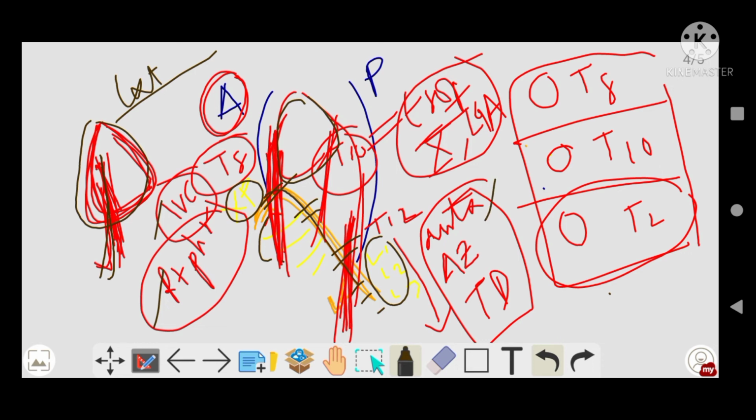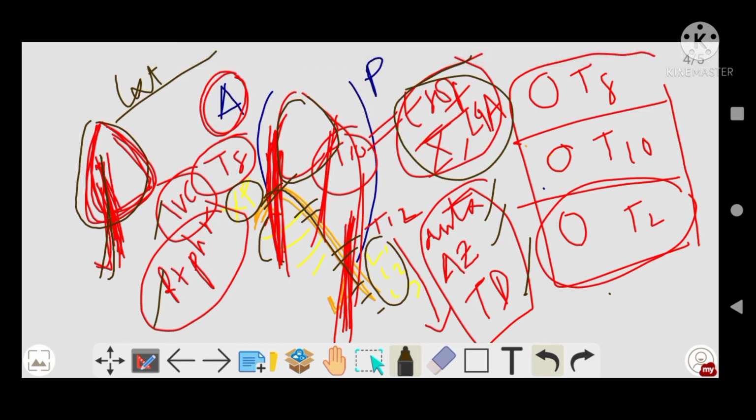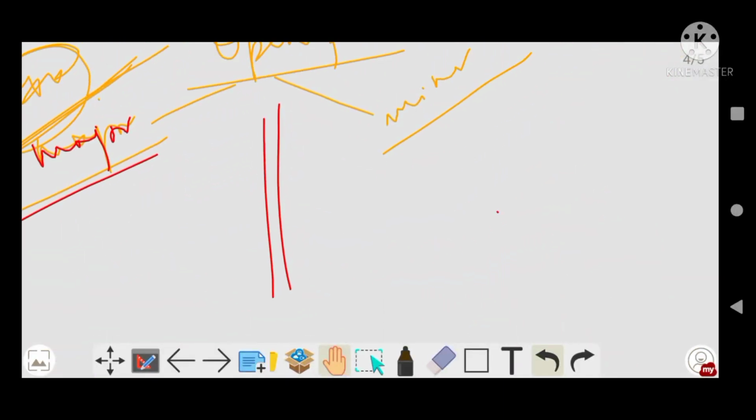Talking about the T12 opening, the structures that will be descending in the posterior aspect of the diaphragm are the aorta, azygous, and thoracic duct. And the middle structures will be through the T10 opening: esophagus, 10th nerve, and left gastric vessels. So this concludes your major openings. Talking about your minor openings.